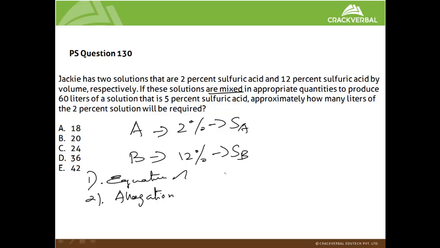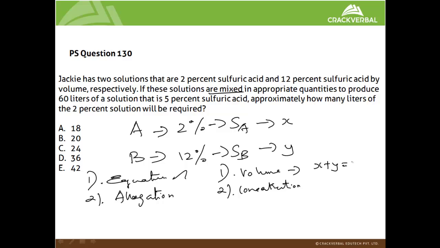You just need to have a clear understanding that you need to create equations. Whenever two things are mixed like this, two equations can be found, one for volume and one for the concentration of the particular acid. Here you don't know how many liters of solution A there are, so let's call it X. Solution B, let's call its volume Y. So X plus Y is mixed to produce 60 liters of solution. So X plus Y is equal to 60.